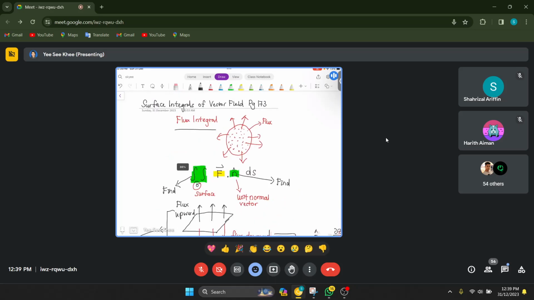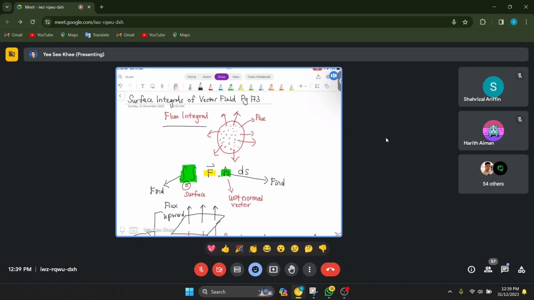The first one is about surface integrals of the vector field. The surface integral of the vector field is used to find the flux coming out from a surface. And the equation is this one. So this is the equation.